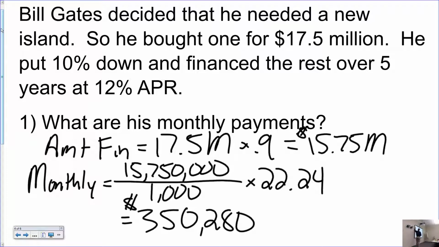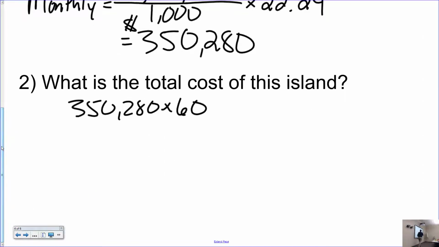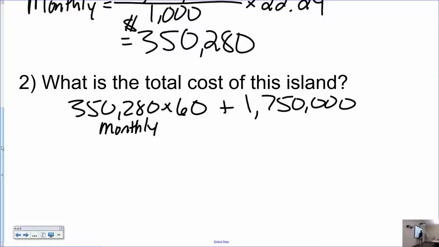1.75 million. 1,750,000, right? Don't forget the down payment. So this is monthly payments, and this is down payment. Since we didn't calculate the interest in this particular problem, folks, this is the only way we can calculate it. We would have to calculate what the finance charge is to do it with the other method, but I didn't ask for that.